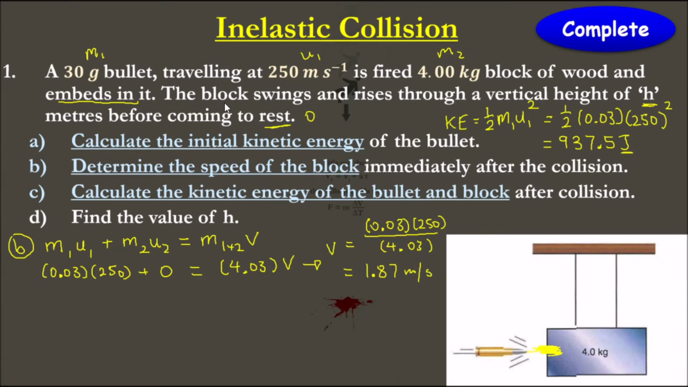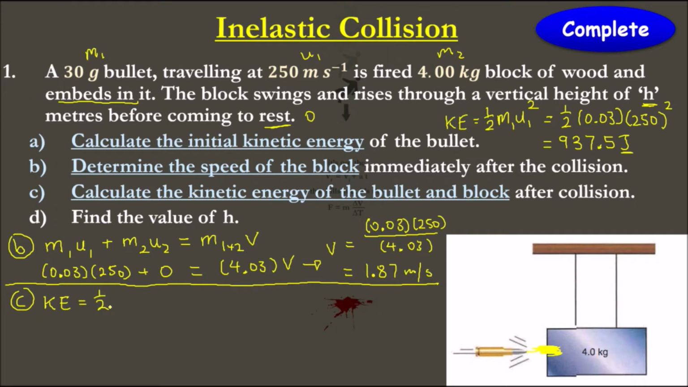And that's how you do question C. So the next one we need to do, just draw a line down below. Hopefully I have enough space here. Question C is asking for the kinetic energy of the bullet and the block after collision. So same formula, kinetic energy equals to half.